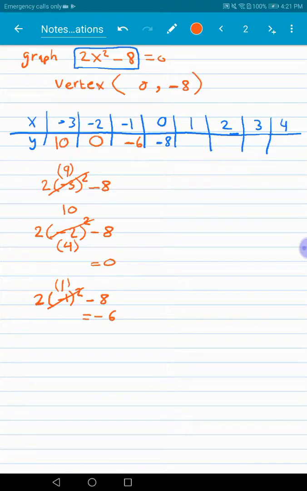Now we need to replace x with 1. 2 times 1 squared minus 8. Simplify it, it will be minus 6.